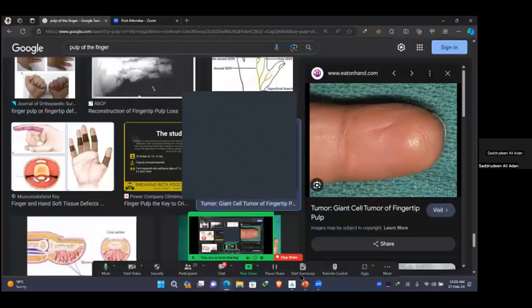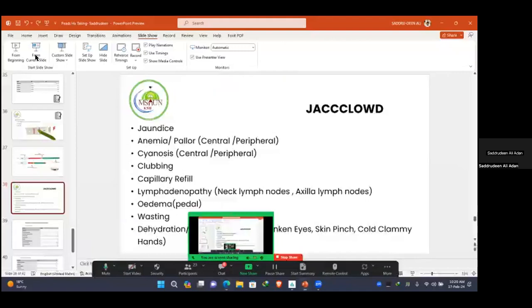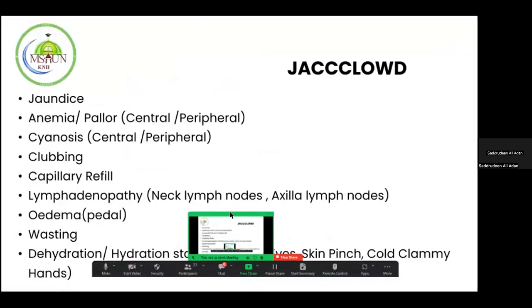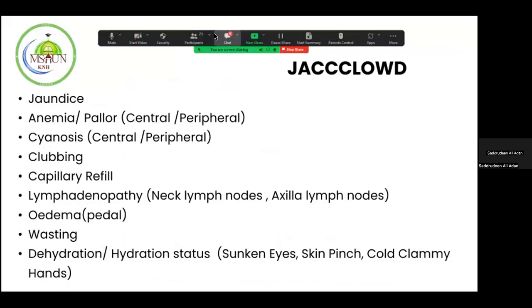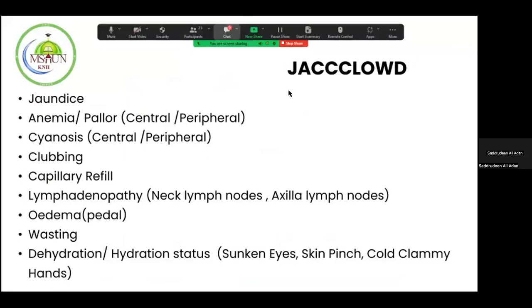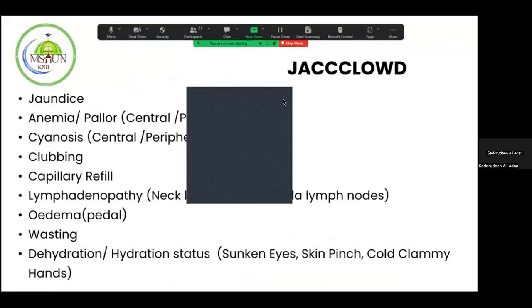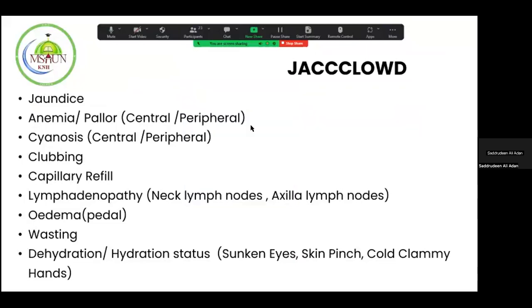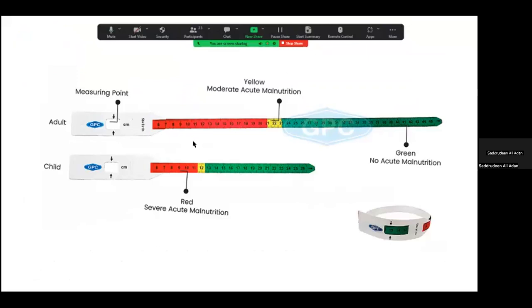Let me go back to my presentation. We're almost done. So I'm told to repeat the MUAC part. I was breaking. Okay. For the MUAC tip, let me just repeat, but we're almost done. We're just 2 or 3 minutes from done.